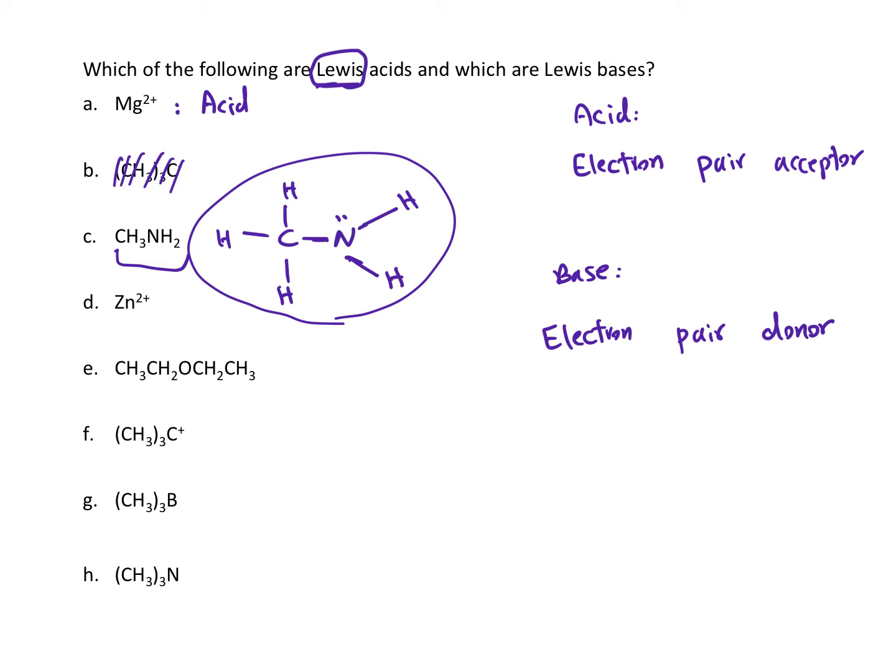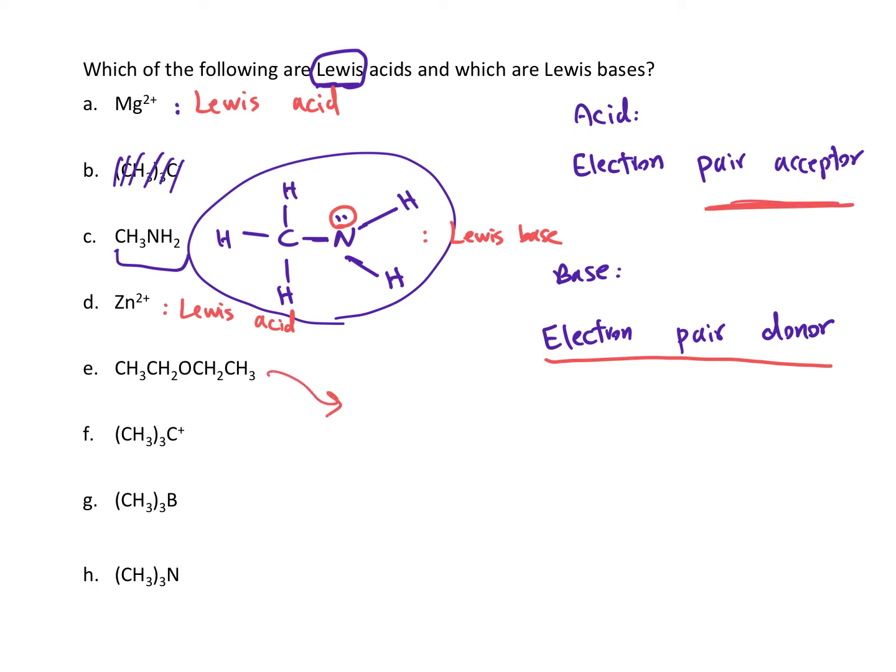Exactly, you have a non-bonding electron here that this compound can donate, right? So it is an electron pair donor. Remember that if you have non-bonding electrons, your compound would be a base. So this would be a Lewis base. And I think I add here Lewis acid because that's the definition that we're following. What about Zn2 plus? Acid, right? When you see a positive charge, then you can accept electrons, right?